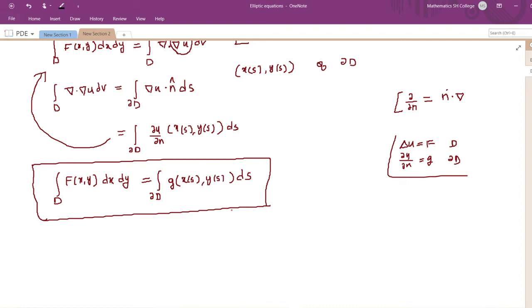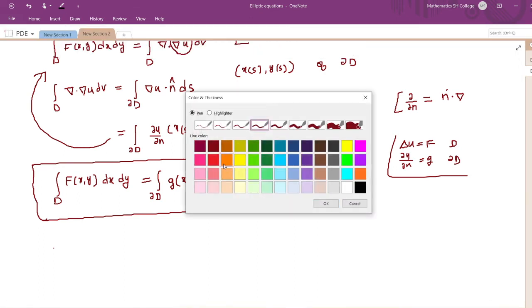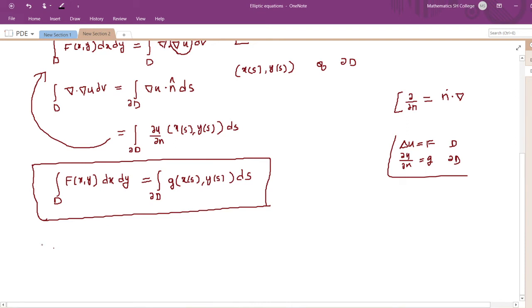Now from this theorem or result we can also say that for any harmonic function, the integral over Γ of ∂u/∂n ds is equal to 0 for any closed curve Γ that is fully contained in D. This is true for any harmonic function, because when I say harmonic function, it means that it is a solution of the Laplace equation.